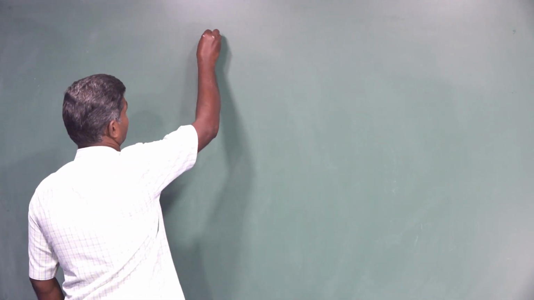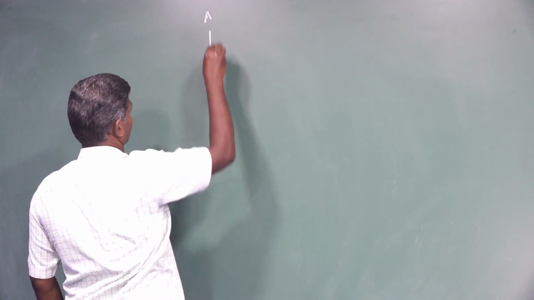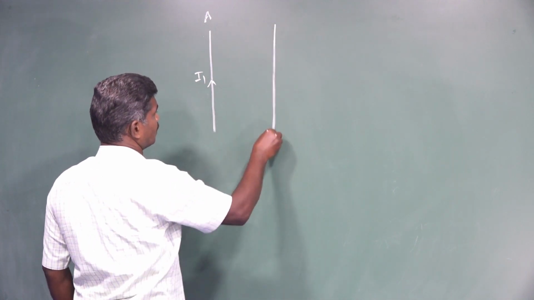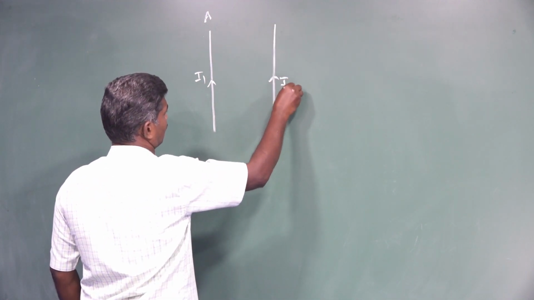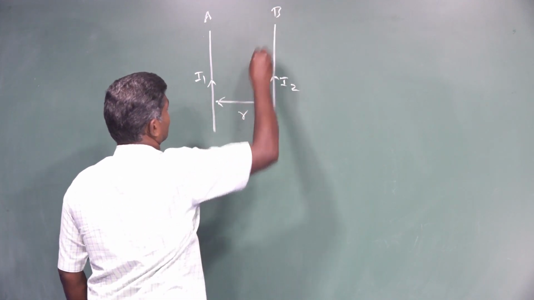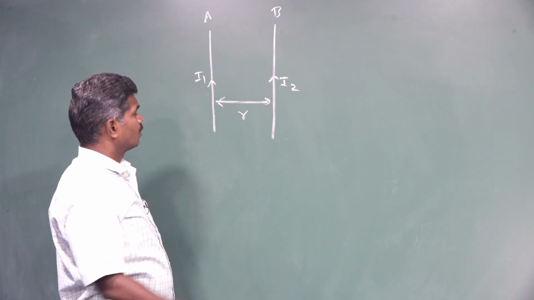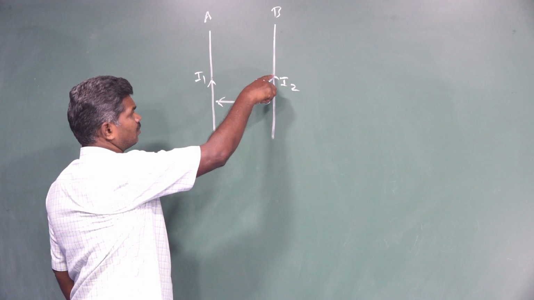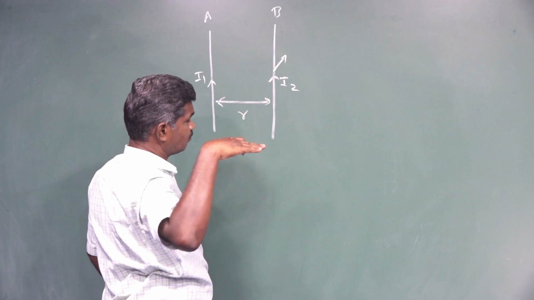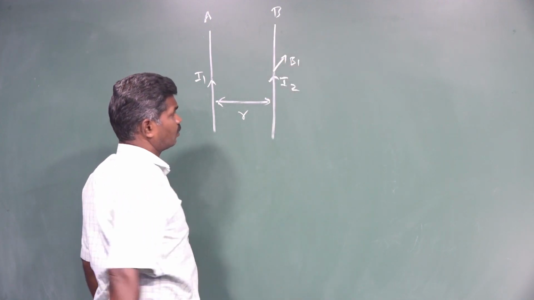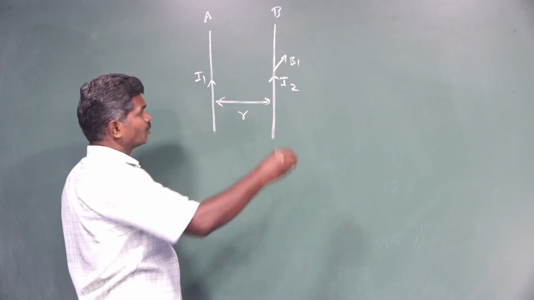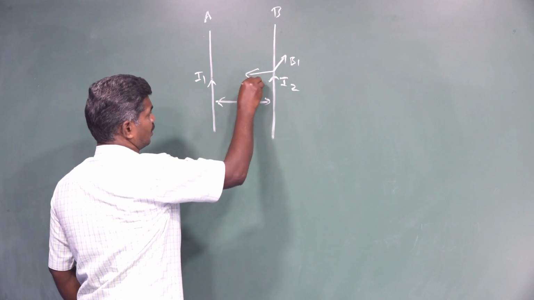We will take this diagram. Conductor A carries I1 ampere, conductor B carries I2 ampere, placed at distance R. This current carrying conductor produces a magnetic field at this point, plane inward, B1 magnetic field. The current in this conductor is upward, but the force acts in this direction.